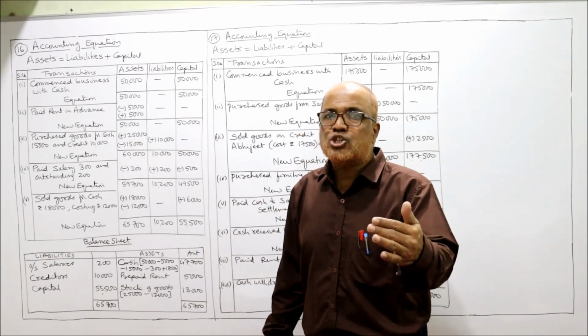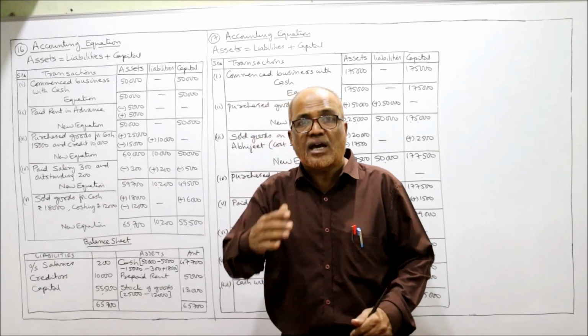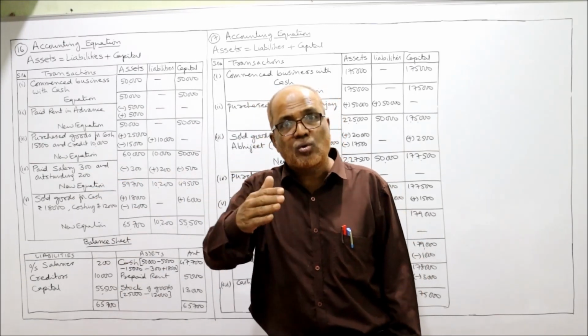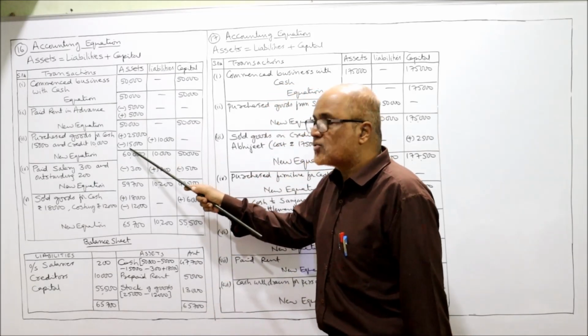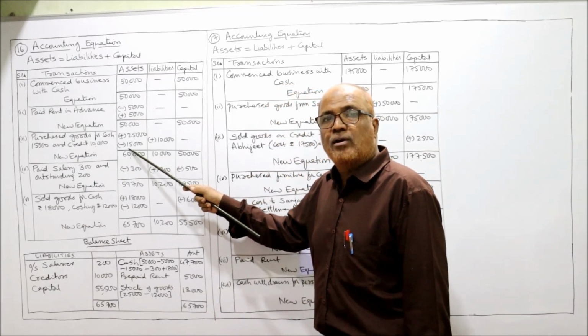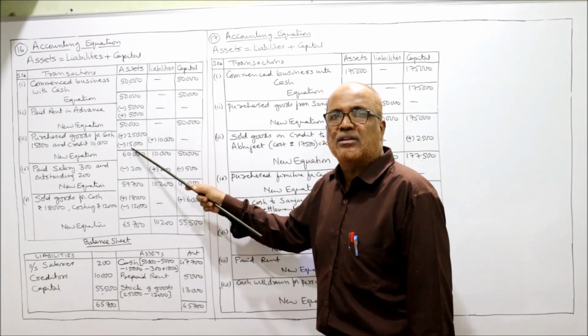Now what is the cash purchases? How much are the cash purchases? 15,000. That means cash is going out, 15,000. So minus 15,000 asset. So we receive the goods, 25,000, add 25,000, minus 15,000.